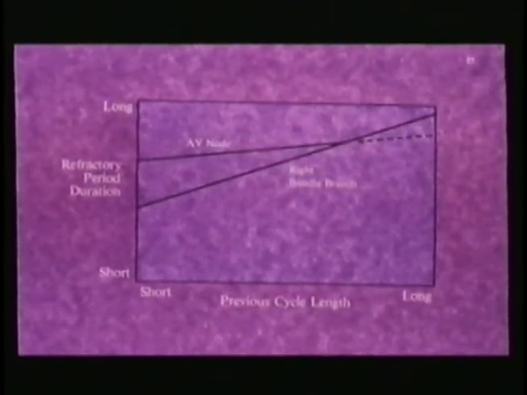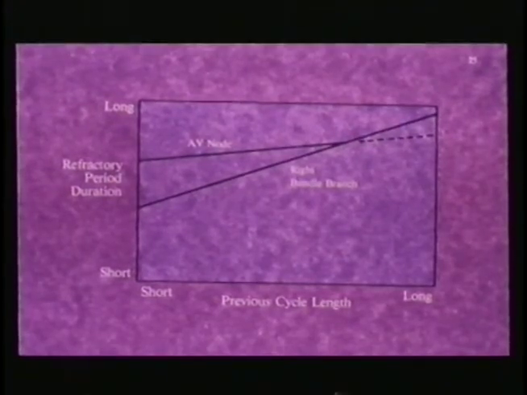25. The first factor, previous cycle length, determines the durations of the absolute and relative refractory barriers in the AV node and bundle branches. Recall that when the preceding cycle length is long, the bundle branches, especially the right bundle branch, have the longest refractory periods. When the previous cycle length is short, the AV node generally has the longest refractory period. It should be mentioned that autonomic nerve traffic in the AV node is also a determining factor in the duration of its refractory period.